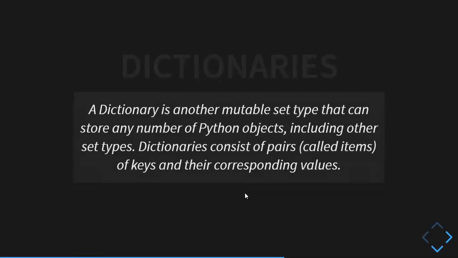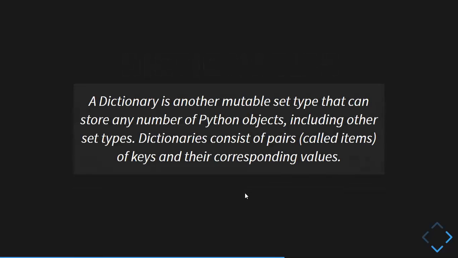Okay, dictionaries. What is a dictionary? Well, let's find out. A dictionary is a mutable set type that can store any number of Python objects, including other set types. That's kind of weird. I didn't realize.